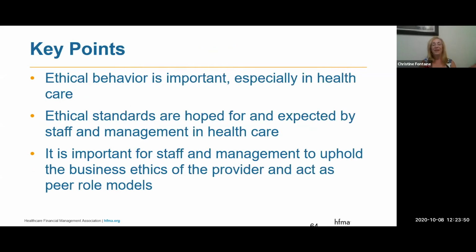So, okay, key points of ethics and what you came away with is why it's important, especially in a healthcare setting. It has to be expected, maintained, and constantly spoken about in the healthcare arena. And it's very important for people in revenue cycle to maintain those ethical standards as well.